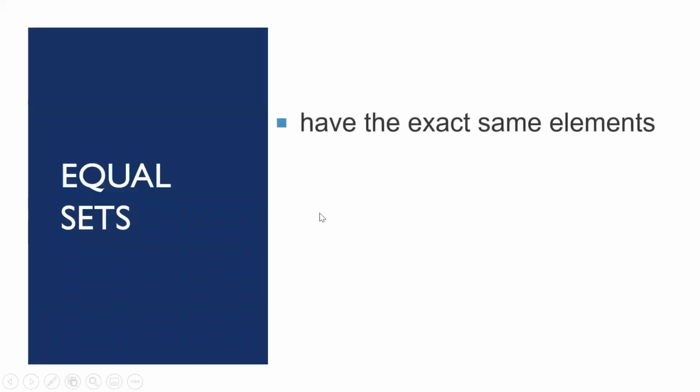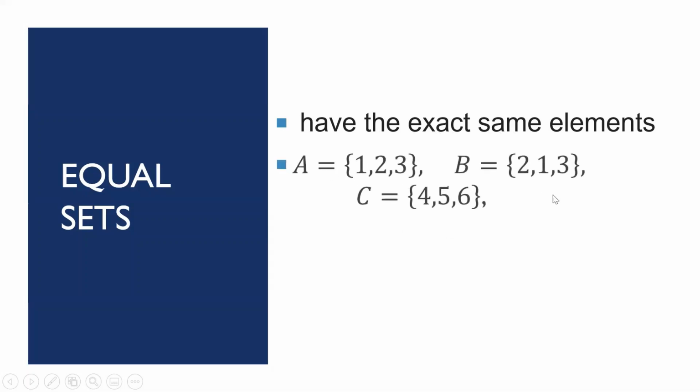Next, we have the equal sets. Equal sets have the same elements. Again, they have the same elements. Example, we have these three sets A, B, and C. We can say that A is equal to B since they have exactly the same elements. In A, the elements are 1, 2, and 3. In B, the elements are 2, 1, and 3. So regardless of the order or the position, as long as they have exactly the same elements, they are what we call equal sets.